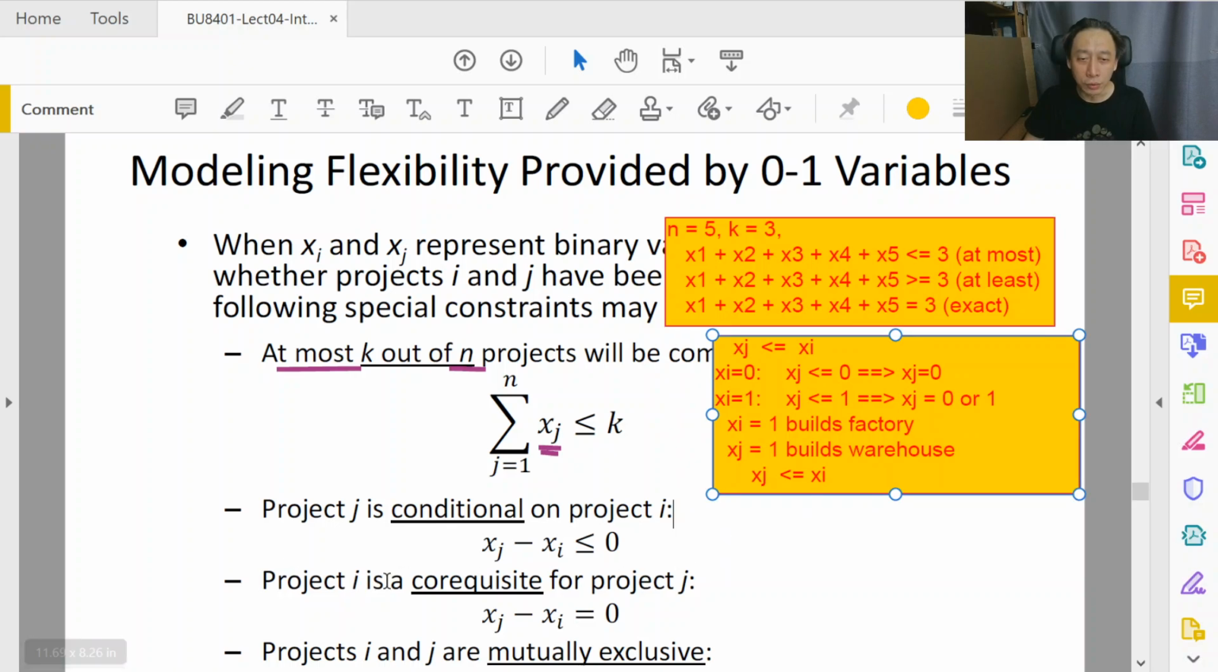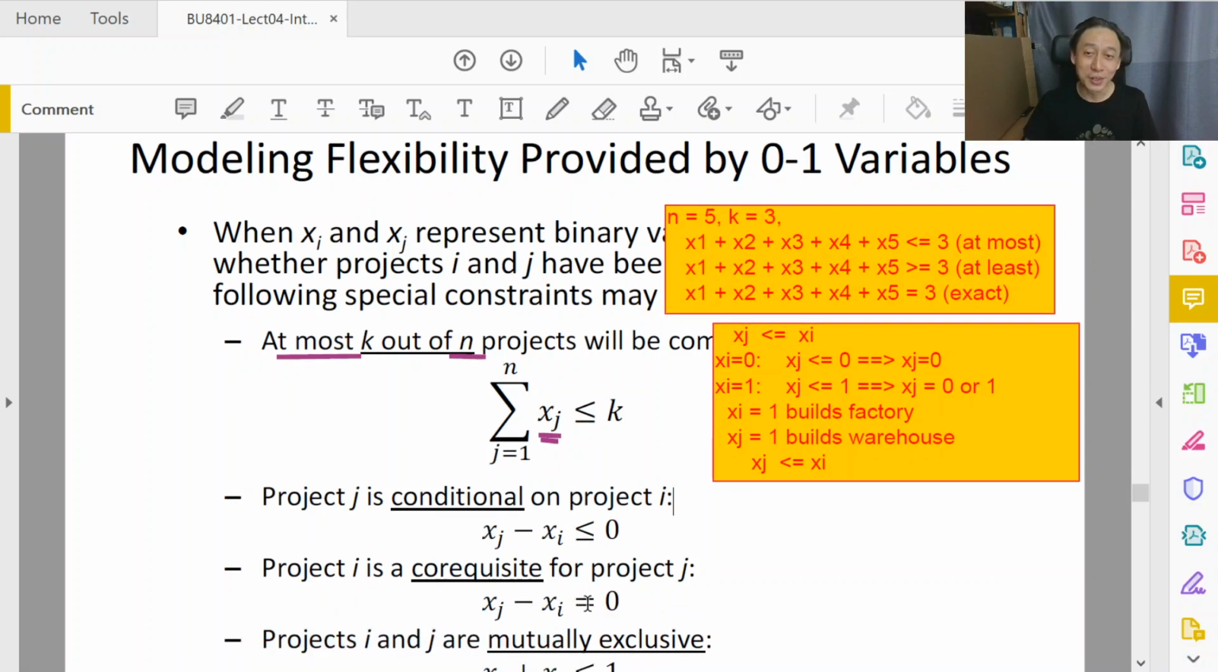Good. Let's move on to co-requisite. So a decision to do project xi is co-requisite with the decision to do project xj. If you do j, then you do i. If you do i, then you do j. If you do not do i, then you don't do j, and so on. So that means they are the same decisions. And what that means is that if xj is 1, xi is 1, and if xj is 0, xi is 0.